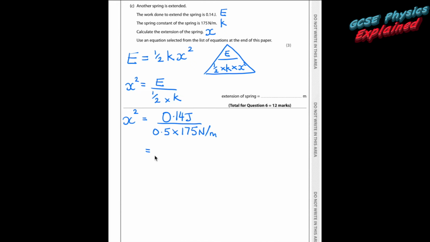And that comes out as 1.6 times 10 to the minus 3, and that'll be X squared. So X will be the square root of 1.6 times 10 to the minus 3. And that is exactly 0.04. That'll be metres.